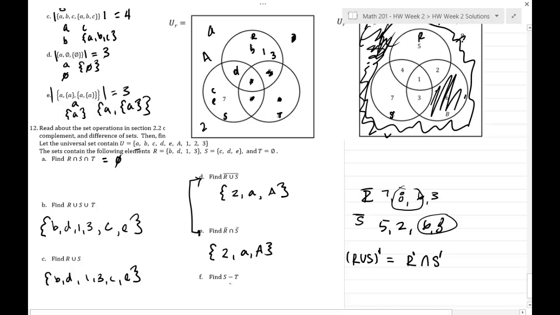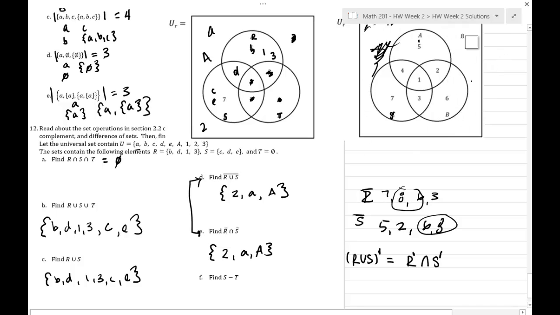Now if I take S minus T, let's think about what this means. This means take everything in S and remove any parts of it that are from T. So this means that 1 and 3 would be removed, regions 1 and 3, and I'd only have left what's not touching T. So I'd only have 4 and 7 left. But notice that doesn't really do much because T doesn't have anything in it, so there's nothing to remove. So really, we just get S back. We get C, D, and E back because T doesn't remove anything from it.